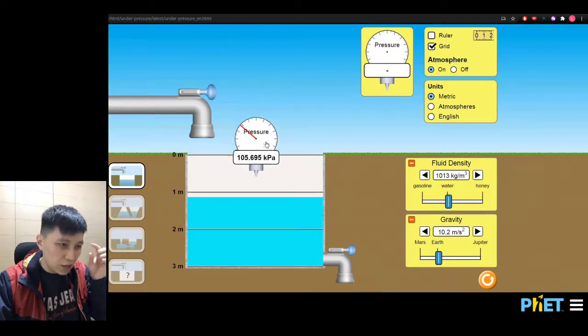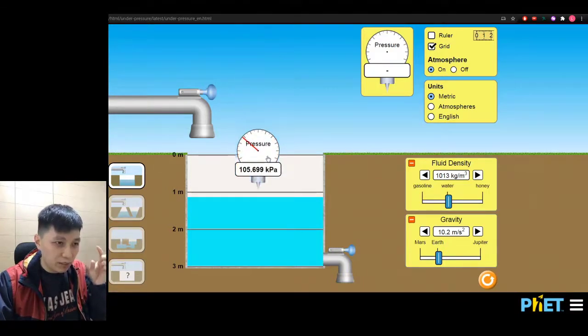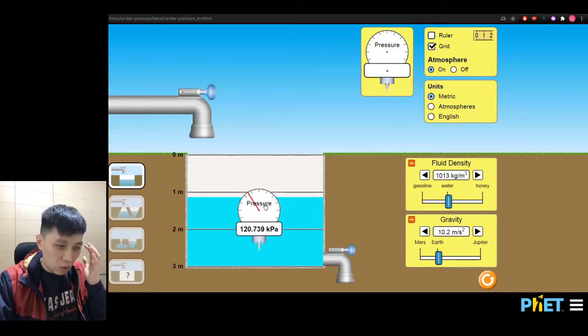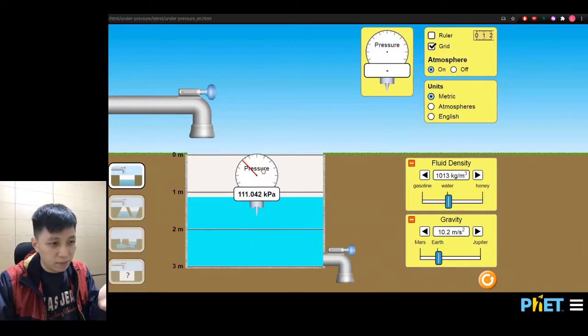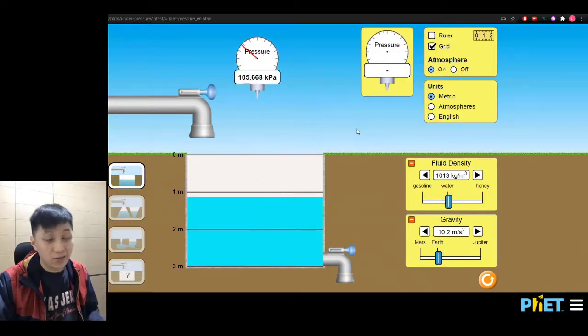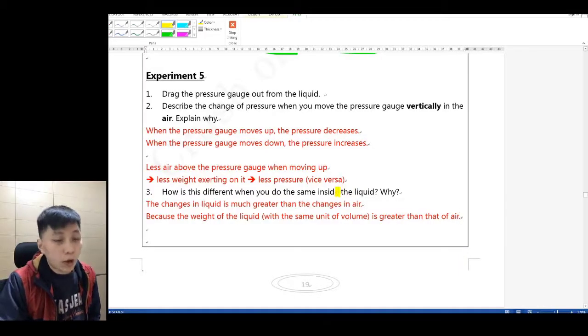It only changes by a tiny bit when you move up and down in the air. It's like the last two decimal points here that can be displayed. While in the liquid, you can see it change drastically compared to the air. So that's the difference you want to explain later on. So here is what I will write.